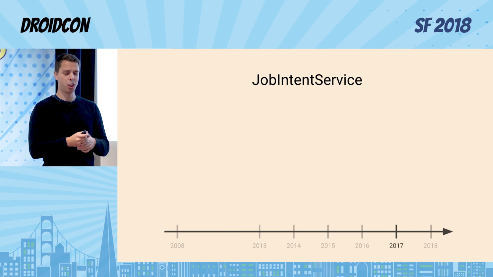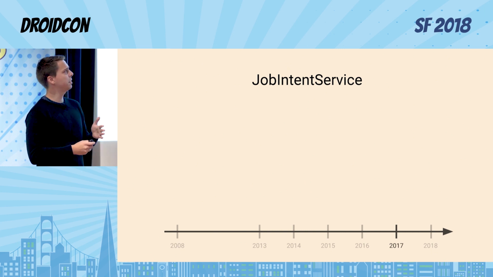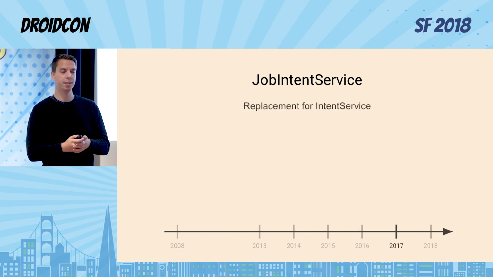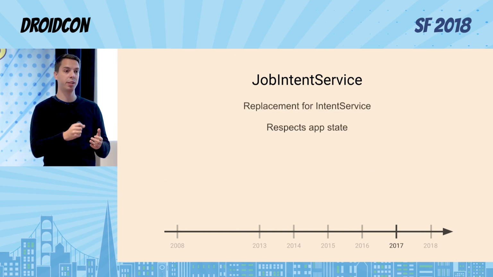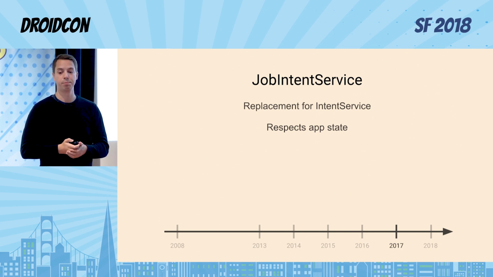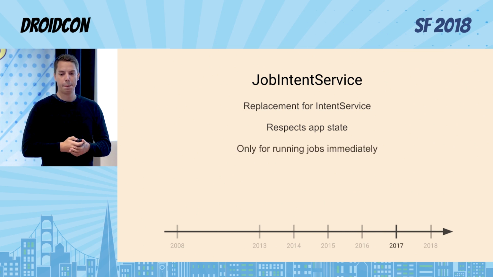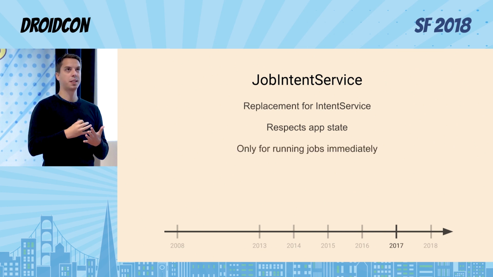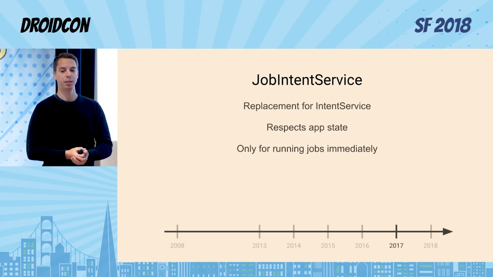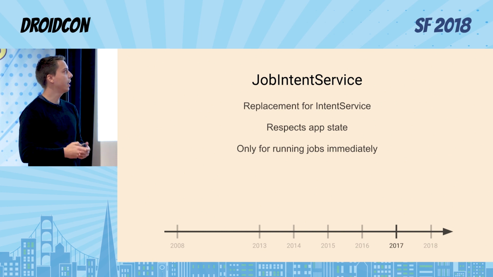Same year, they released the Job Intent service. Job Intent service is a replacement for the old Intent service. And the good thing is that it respects the device state. So you can say, hey, start my background Job Intent service, even though my app is currently in the background. And then it defers the task for you when you're not allowed to run the service. But it isn't really a job scheduling engine in the same way like Job Scheduler or GCM Network Manager. It's really just meant for running tasks immediately.